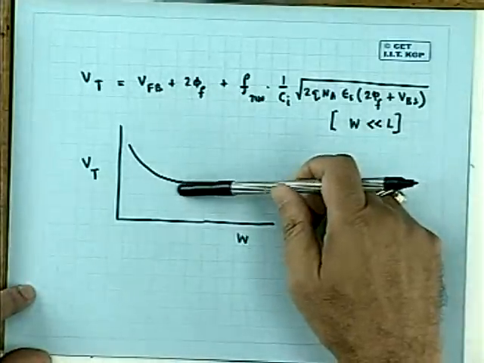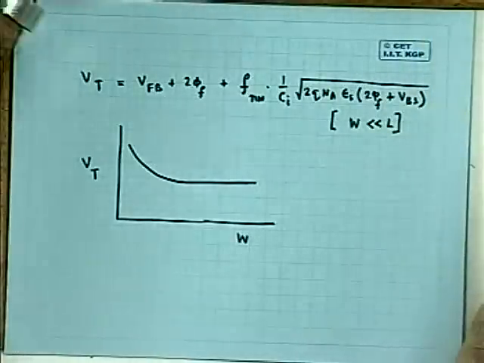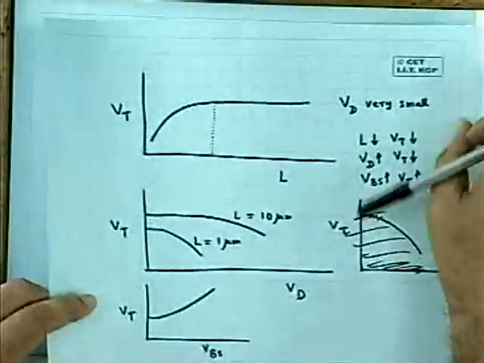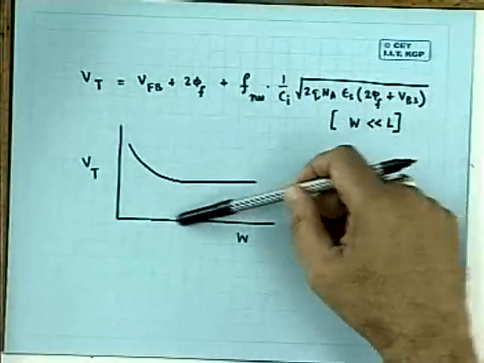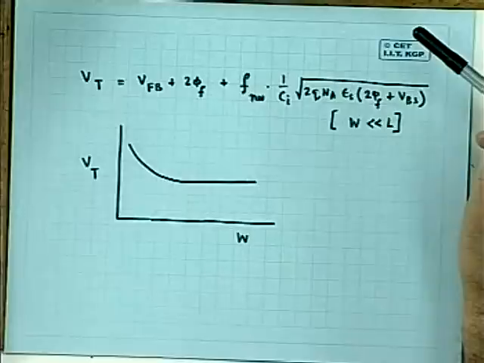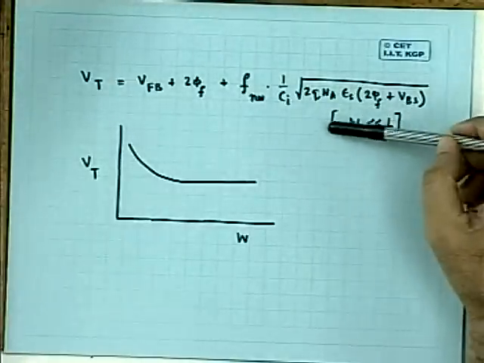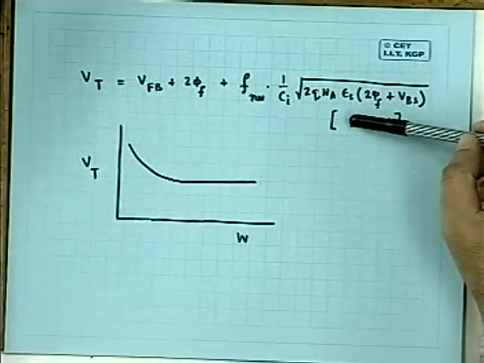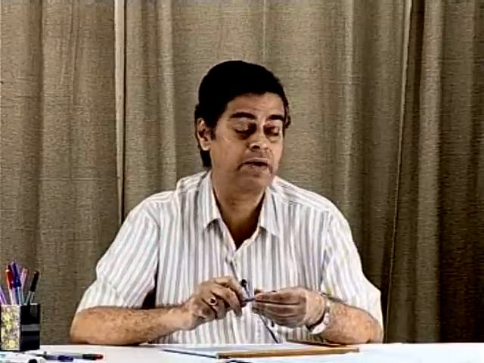When the width is very narrow, threshold voltage increases rather than decreases. You just compare it with the earlier results, where channel length is reduced, threshold voltage decreases. But here, when W is reduced, threshold voltage increases. Normally, these narrow width transistors are not very rarely used nowadays. Earlier, they were used quite often because you have to maintain a high W by L ratio of the driver with respect to the load.